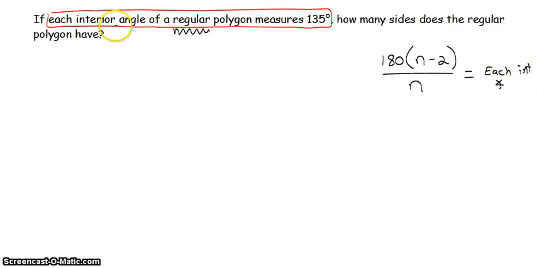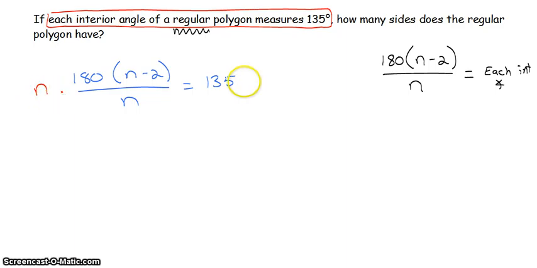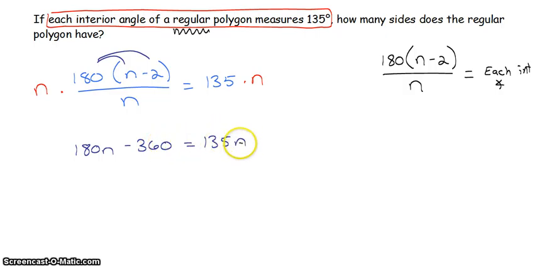We can substitute in all the information we know. We don't know n, but we do know each interior angle. So I could say that 180 times n minus 2, all over n, is equal to the 135 degrees, and I'm solving for n, which will then tell me how many sides this polygon has. First step is similar. I'm going to multiply both sides by n. I want to get rid of my fraction. I have 180n, if I distribute at the same time here, minus 360 equals 135n.